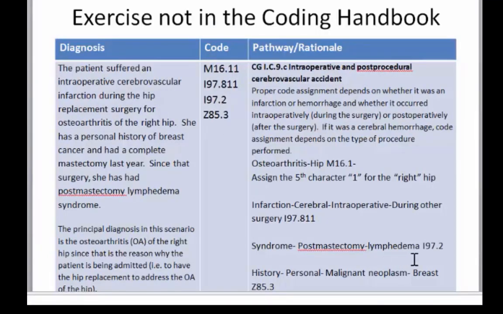Then for your post-mastectomy lymphedema syndrome, this is the path that you would use. And for your personal history of breast cancer, this is the path you would use. So that shows you how you break down your main terms and what you're reading. You think about what your principle is going to be, depending on what brought this person into the hospital. You're going to think about any guidelines that might apply in this situation. You're going to find your codes in the alphabetical index, then look them up in the tabular to see if there are any instructional notes that go with them.